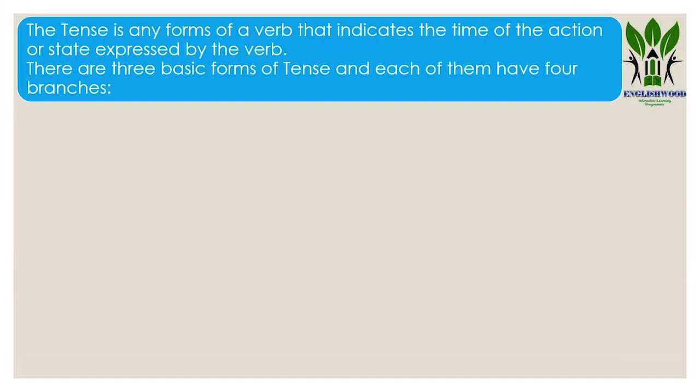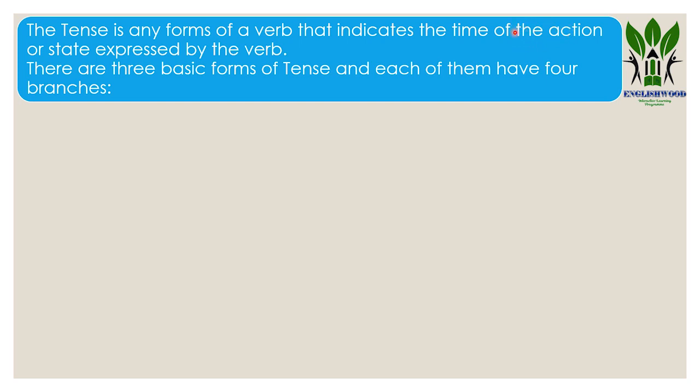Right, what is tense? When you talk about the tense, we have to understand that tense is any form of a verb that indicates the time of the action or state expressed by the verb. So that means tense is forms of a verb, alright? Different forms of verb refer to tense. And these forms of verb indicate the time of the action.